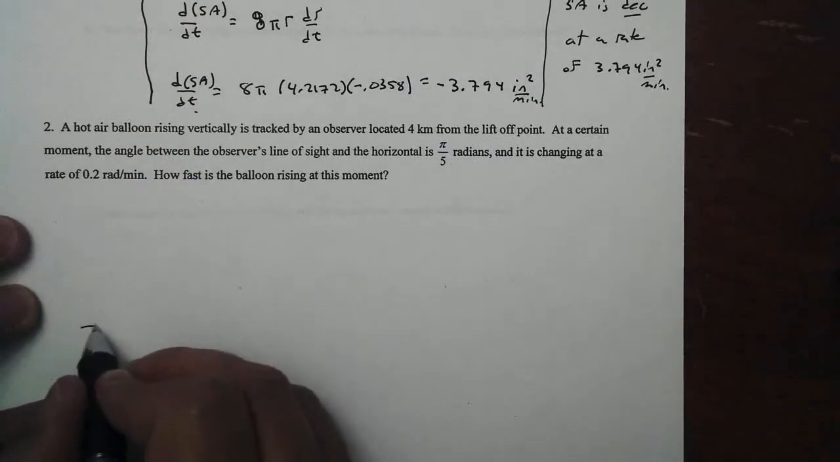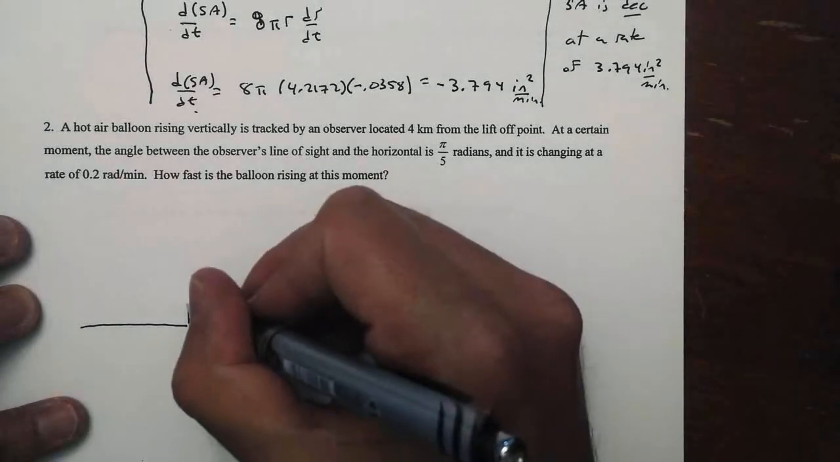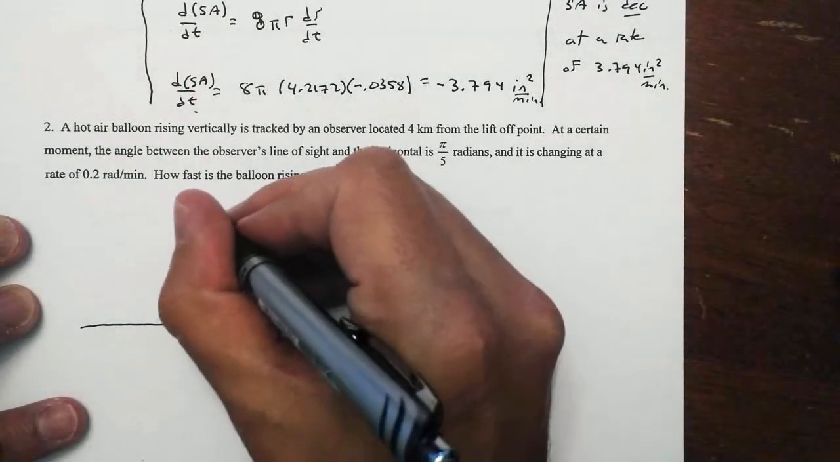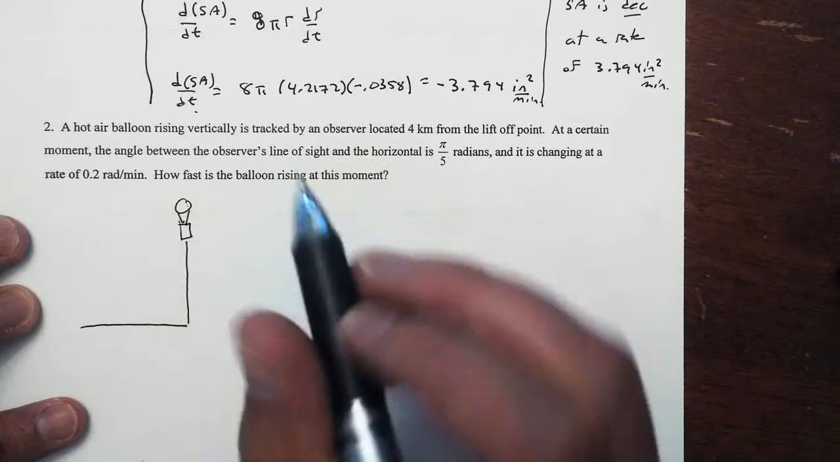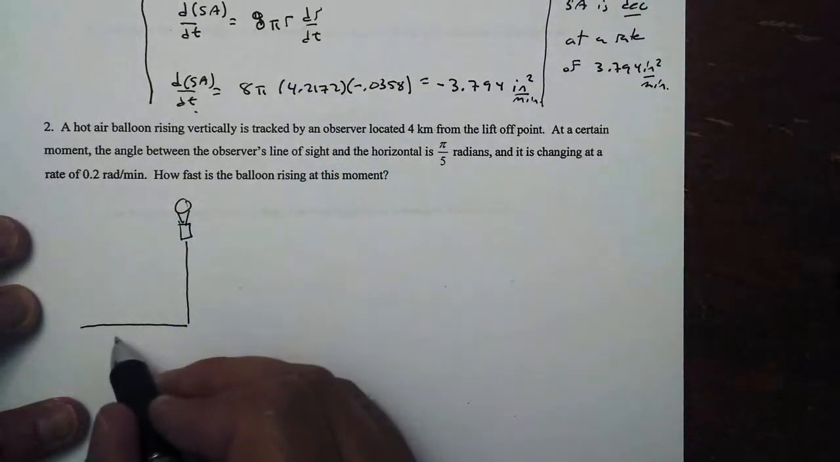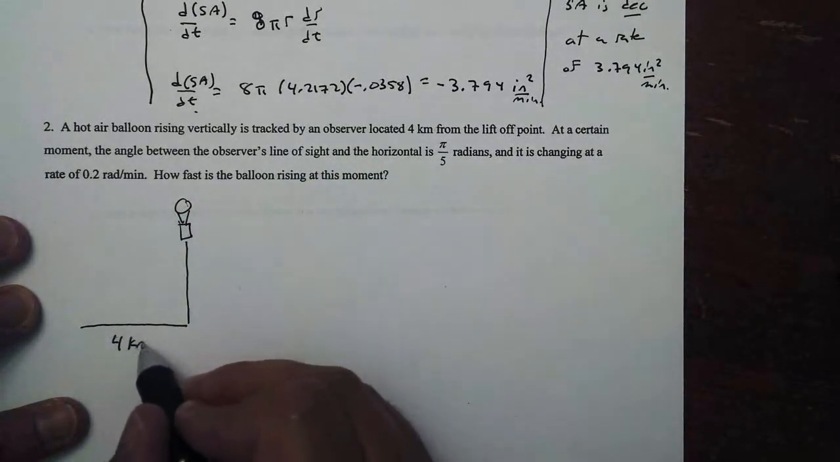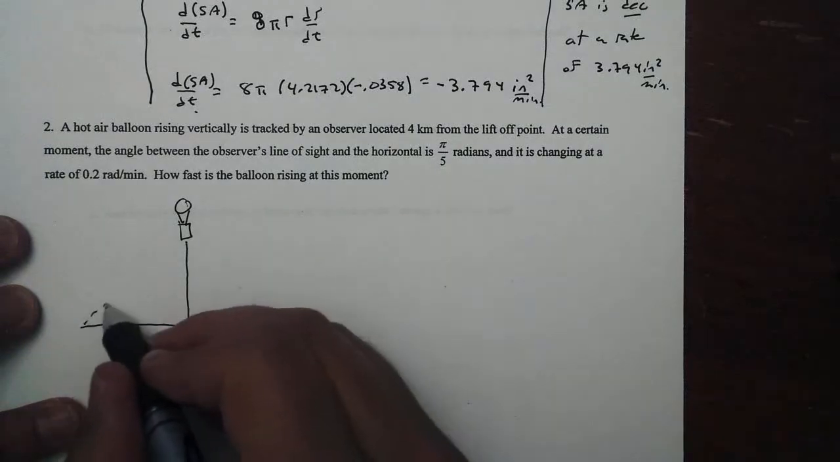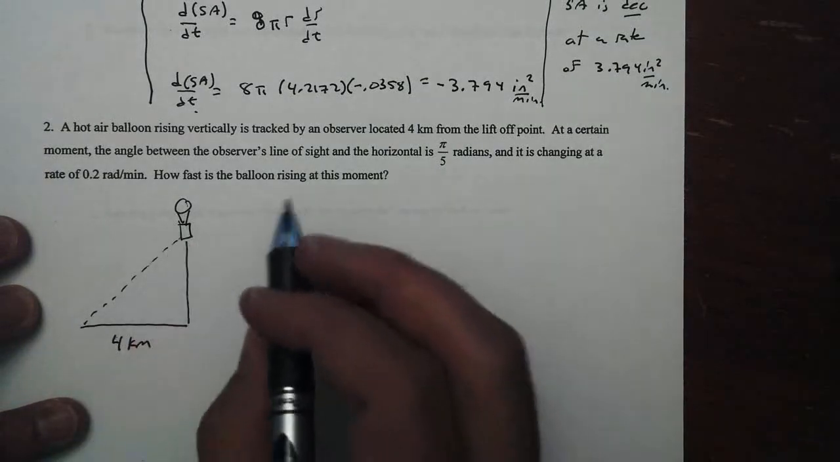Always draw a picture if you can. If you have a picture, it's good. So we have a hot air balloon rising up in the air. There's my hot air balloon, and an observer 4 kilometers away is watching this balloon rise.